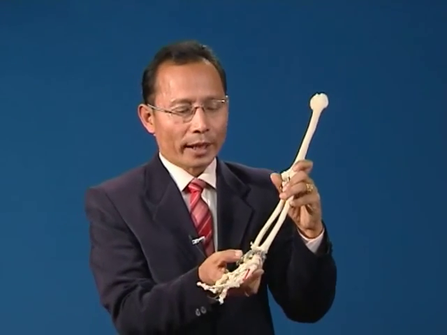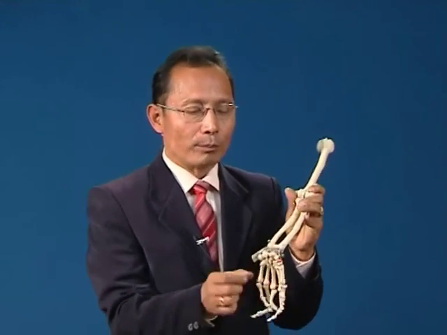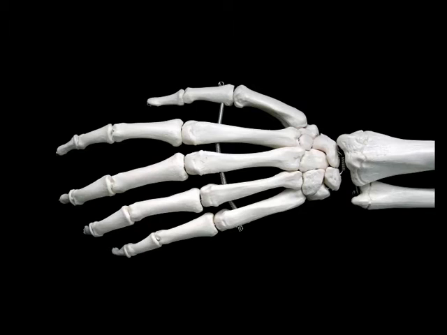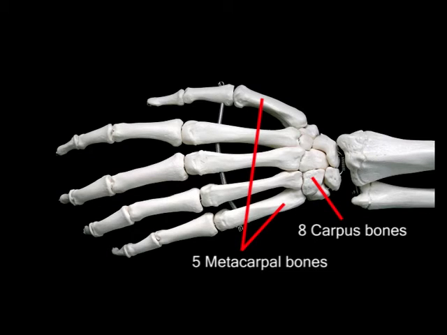Then we have the bones of our hand. There are altogether eight wrist bones. It forms the wrist, and these are called carpus. So we have eight carpus bones on one hand. Then we have metacarpals. So we have five metacarpals on one hand, another five metacarpals on the other hand.